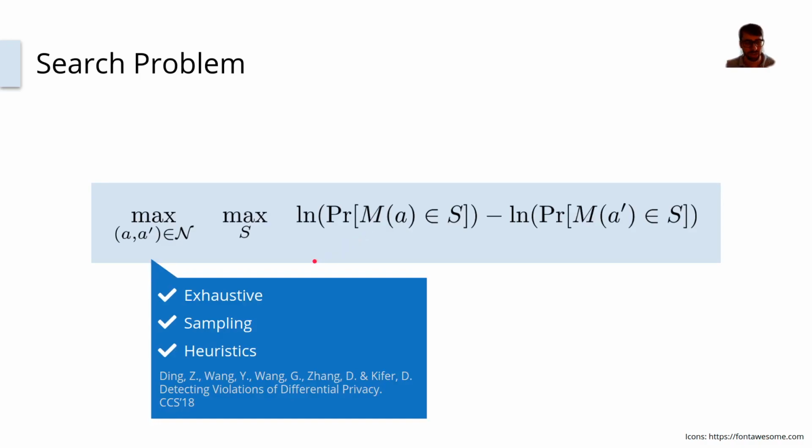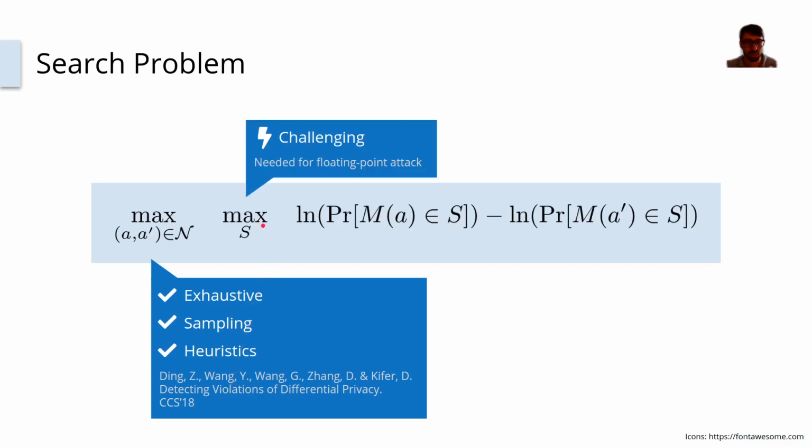Luckily, there already exists a ton of work on maximizing potential inputs. There are exhaustive approaches, sampling approaches, and some heuristics. And in particular in this work, we rely on the previous heuristics that were already established for the input search by StatDP, which we cite here.